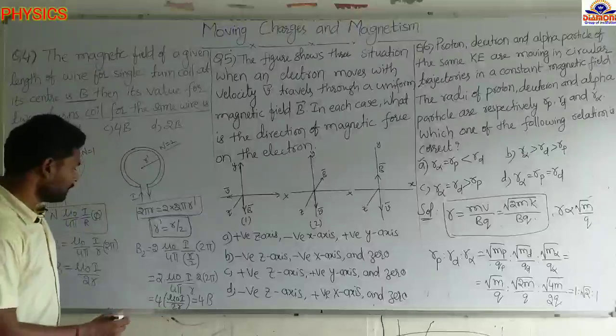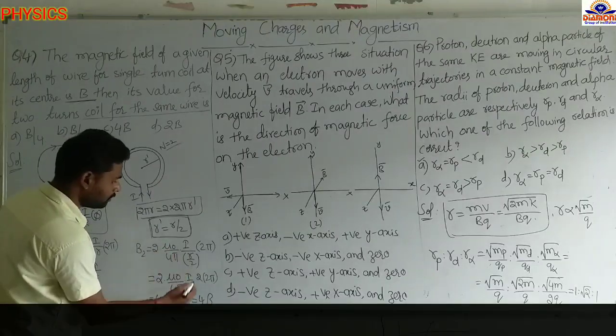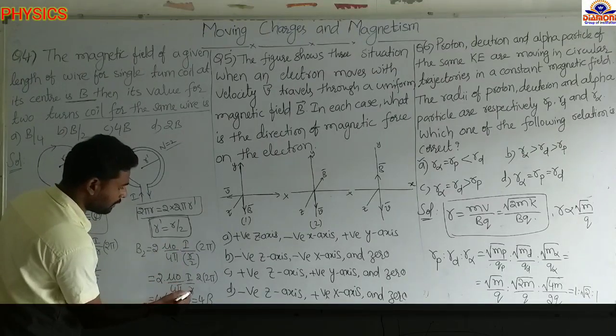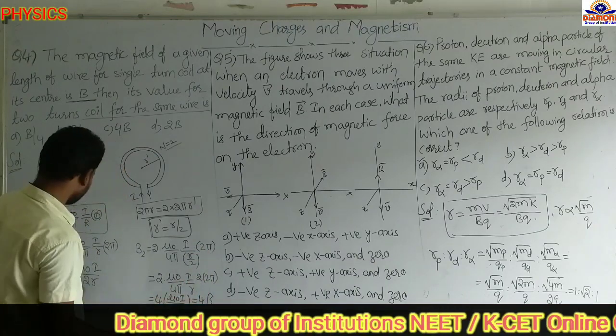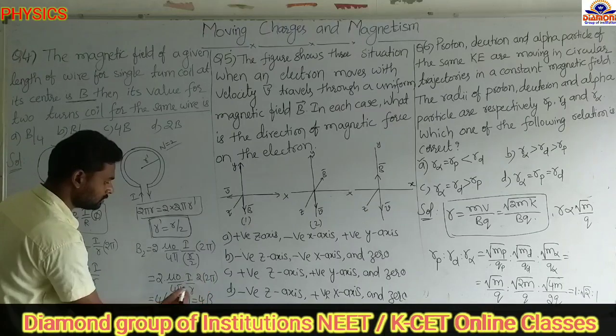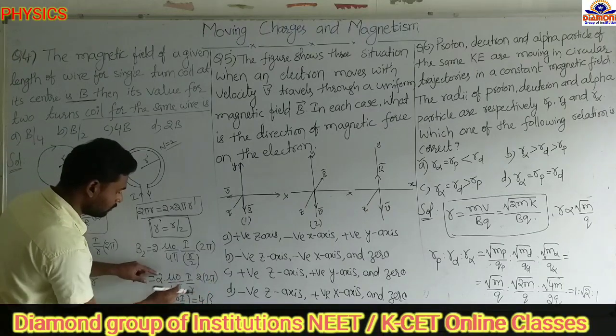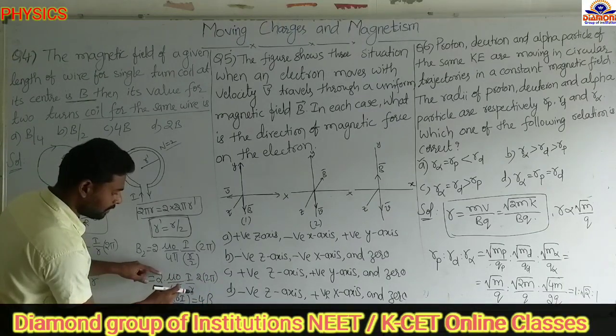And next, see, 2 into mu naught by 4 pi into I by r, and this 2 I am sending upside, into 2 pi. Cancelling the 2 pi, I will get 2 into 2, 4 here, mu naught by 2 pi cancel again at 2.